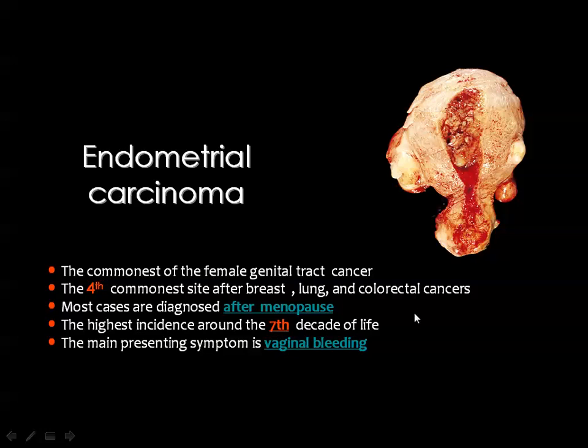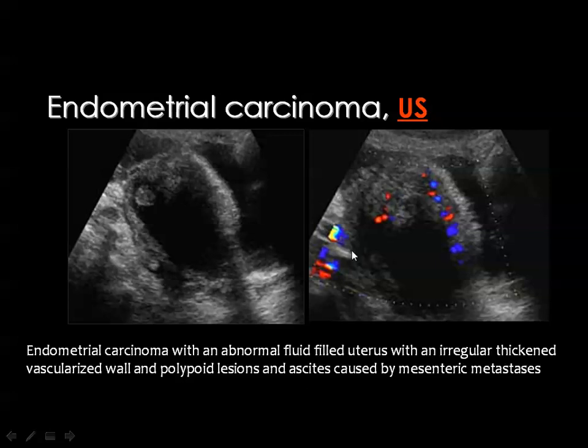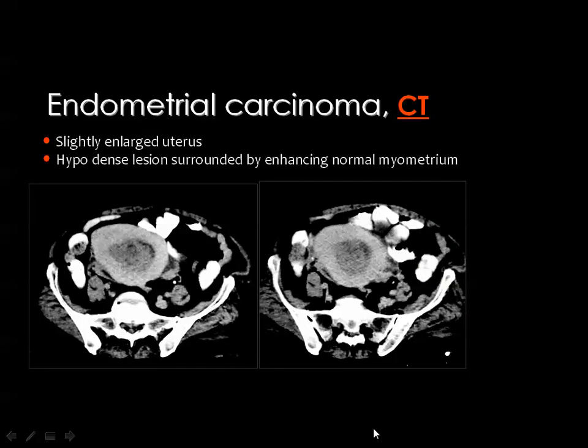And endometrial cancer is considered the fourth commonest cancer after breast, lung, and colorectal cancer. The common presentation is usually vaginal bleeding after menopause. The role of ultrasound in diagnosis of endometrial cancer is relatively limited because the sonographic appearances are usually non-specific. And this is an example, and you see that the uterus is slightly enlarged, and there is a lobulated intrauterine mass with some vascularity on Doppler ultrasound.